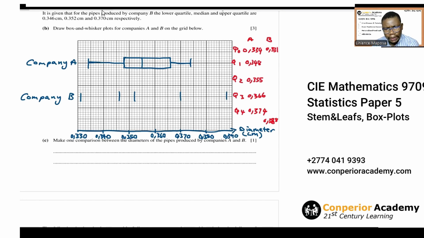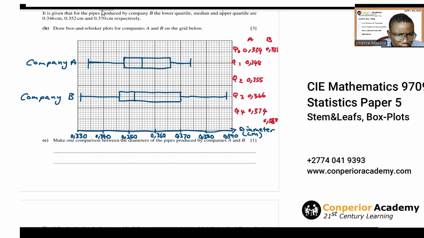Okay, so then once again I connect Q0 and Q1. Those are the whiskers. And then Q3 and Q4. Those are my whiskers. And then I draw the box, making sure your whiskers don't get into the box. So this will be the box and whisker for company B. So we are done. Make sure you label company A and company B. If you don't label them, you will be penalized. And again, make sure you have a sensible scale down there.